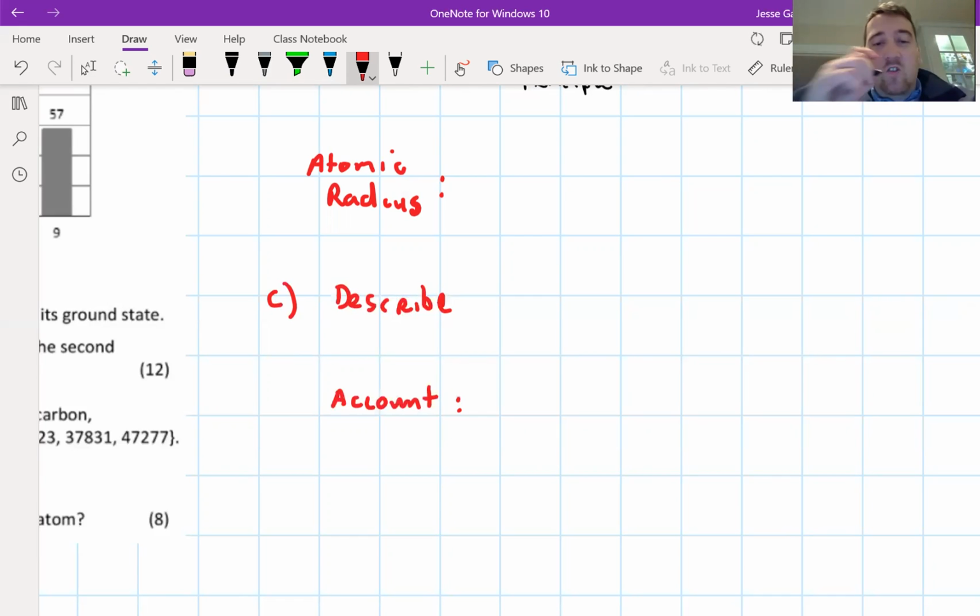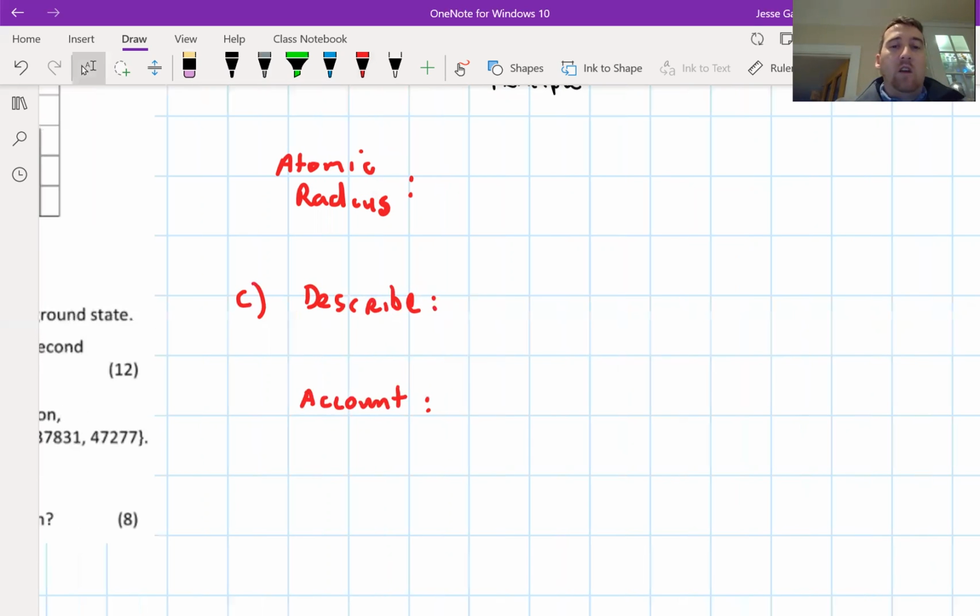Okay, so it's the general trend in the atomic radius down group 1. Pause the video and describe. Okay, so this is what you should have said. You should have said what happens to the radius. The radius increases down group 1. Okay, that's what happens. Atoms get bigger.